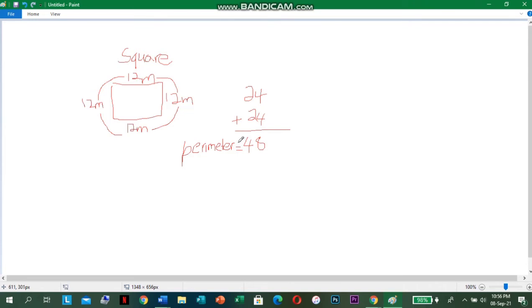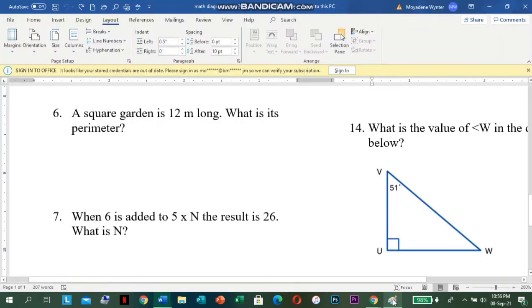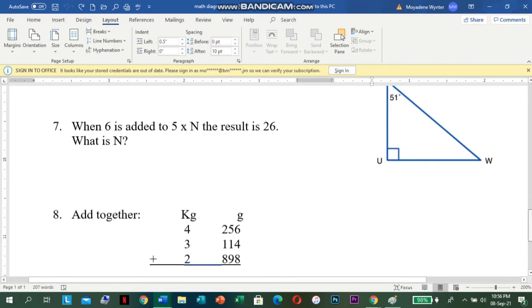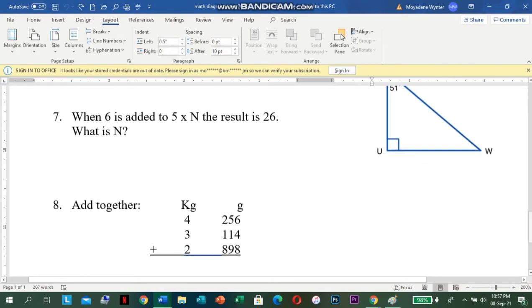If you do not get this answer, please make the necessary corrections. So number 7, it says when 6 is added to 5 times n, the result is 26. Now, n is unknown. N is the unknown. We don't know n.